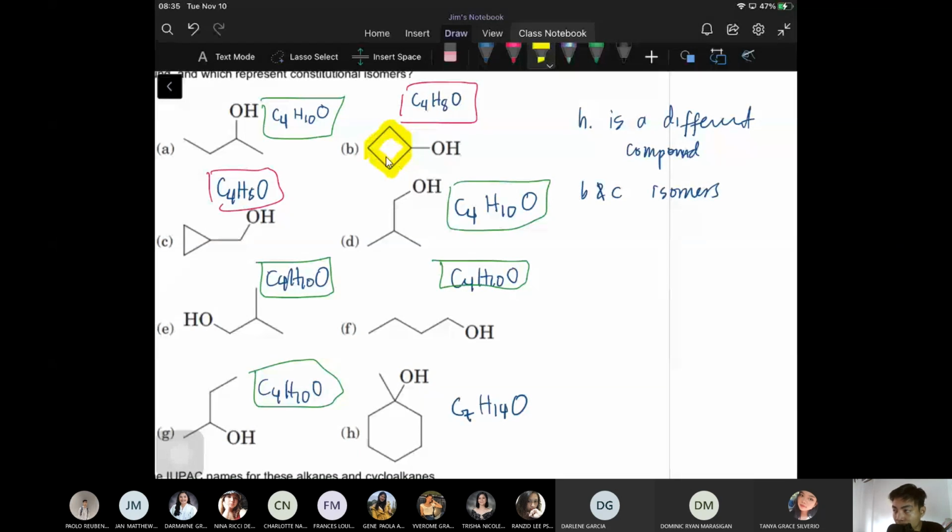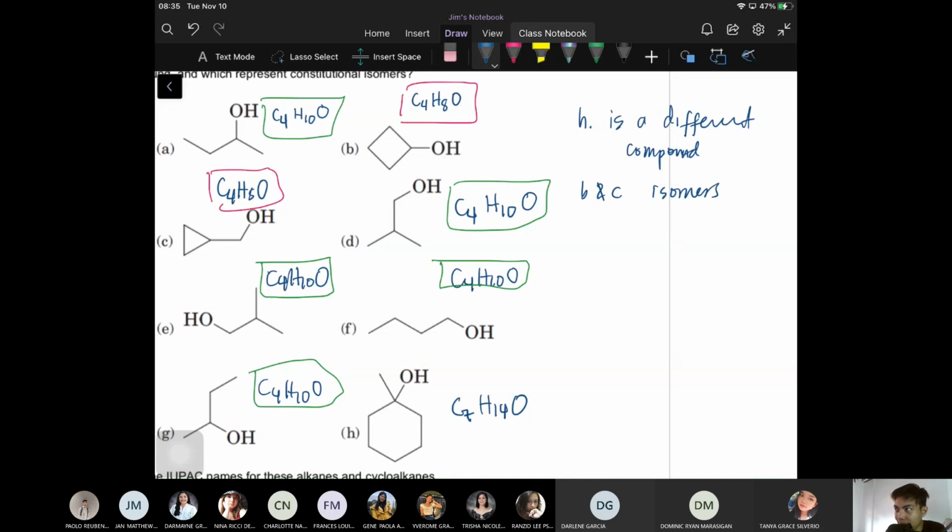So, cyclobutane. About this one, tatlong atoms lang yan. So, this will be cyclopropane. Cyclobutane, cyclopropane. Okay? So, since magkaiba sila ng parent, so isomer talaga sila. Okay? So, one basis for the isomerism would be the parent chain. Okay, so tapos na tayo sa B and C.